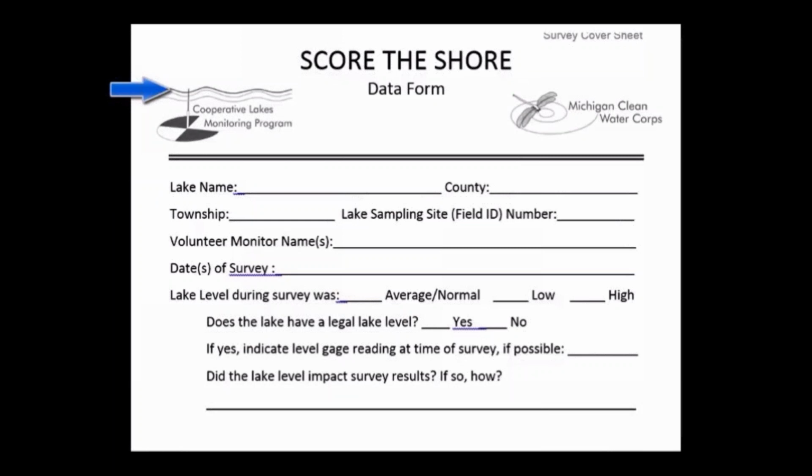Lake level at the time of the survey can influence some of your observations. Indicate whether the lake level during the survey was average or normal, low or high. Some lakes have a legally mandated lake level that is managed by a dam. If your lake has a legal lake level, check yes on the cover sheet and indicate the measurement at the level gauge near the outlet at the time of the survey if possible. There is also space for you to comment on whether the lake level impacted the survey results.